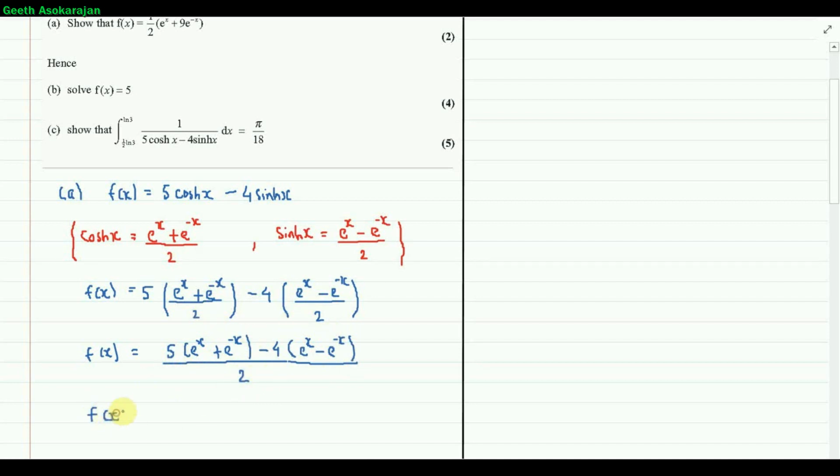And if I continue further, if I multiply the brackets in the numerator, 5 into e to the x is 5e to the x. 5 times e to the minus x is plus 5e to the minus x. Minus 4 times e to the x is minus 4e to the x. And minus 4 times minus e to the minus x is plus 4e to the minus x, all divided by the 2 below.